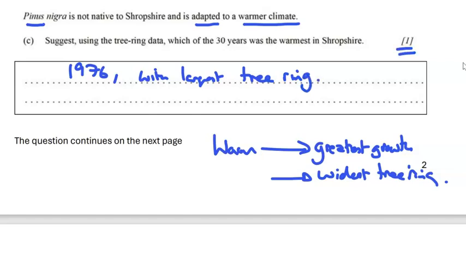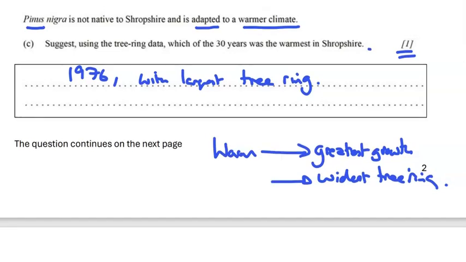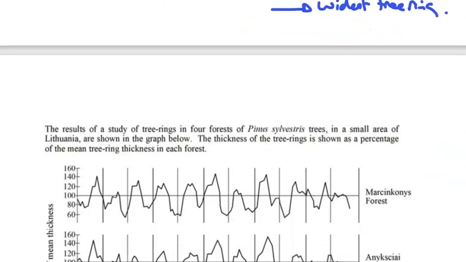This is a 1 mark question, so we need do no more than suggest 76, and that suggests it's the largest tree ring, and that probably is the warmest time in Shropshire for the data presented.